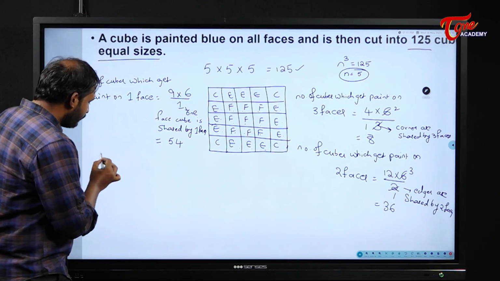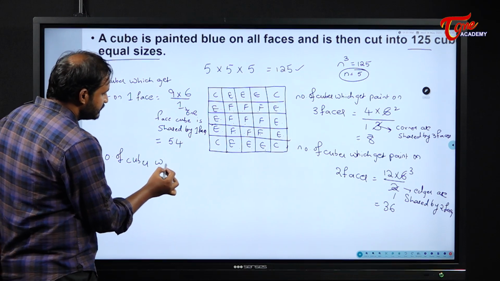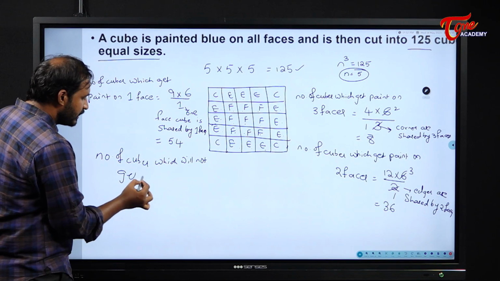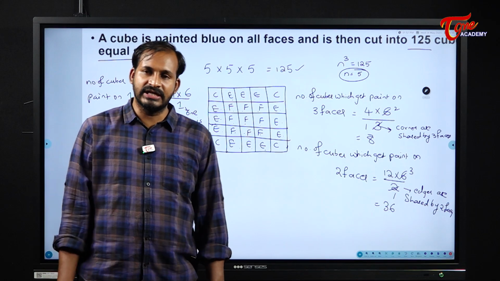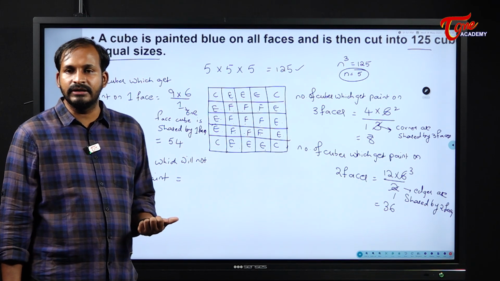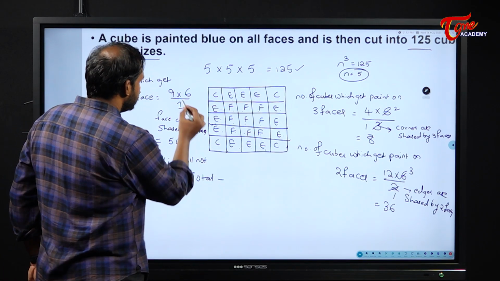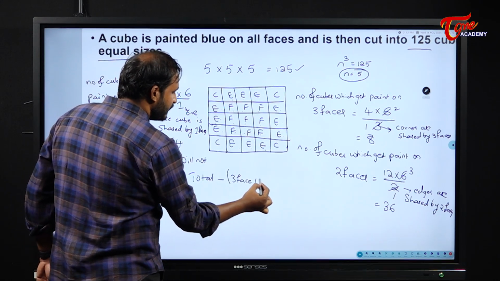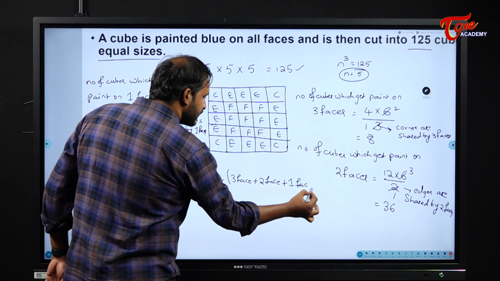Now, the number of cubes which will not get paint. Tell me which cubes will not get paint? The middle cubes will not get paint. So actually if you are able to do it, do it. Else, very simple, how can you do it? Total minus 3 faces, 2 faces and 1 face. Subtract these 3 things from the total.